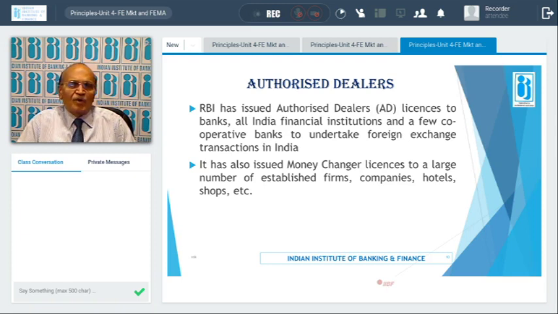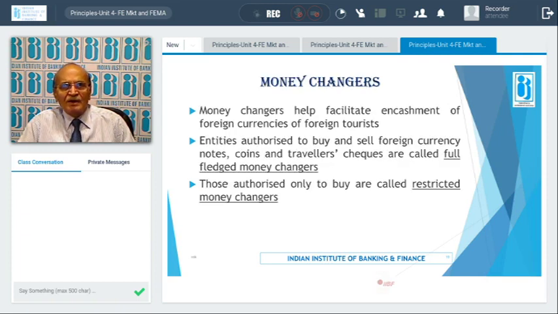When you come to the airport or enter a big hotel, you will find money changing is possible, particularly the foreign currency which you want to convert into Indian rupees. Or if you are going abroad, if you want to change your rupees into specified currencies of whatever you require, there are money changers available at these points. The money changers help in encashment of foreign currencies of foreign tourists as well as Indian tourists if they are coming from abroad.